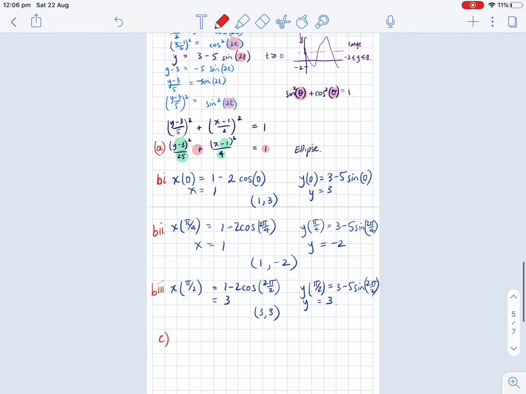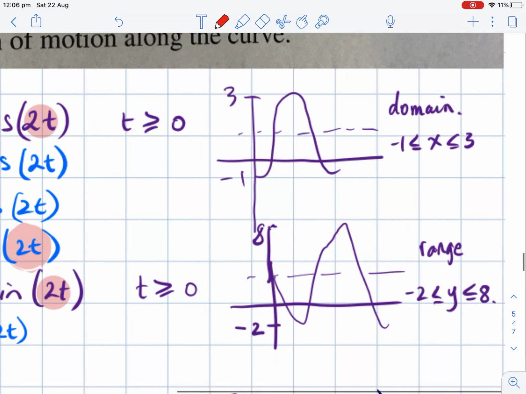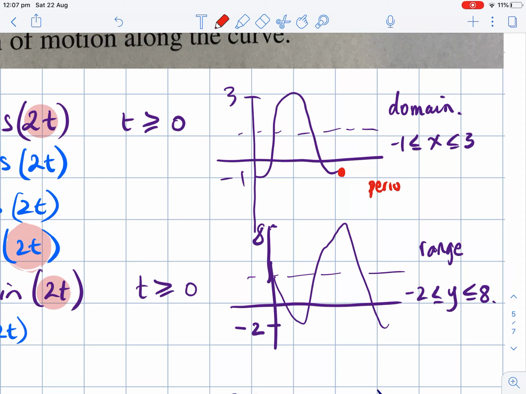So again, if I want to find out when it returns to its initial position, I can look at my very quick sketch graphs here, and the x value, how long does it take to return to its initial position? Well, that'll be when the period is 2 pi on n, which is equal to 2 pi on 2, because my n value is the value in front of t, which equals pi. So this equation has a period of pi.